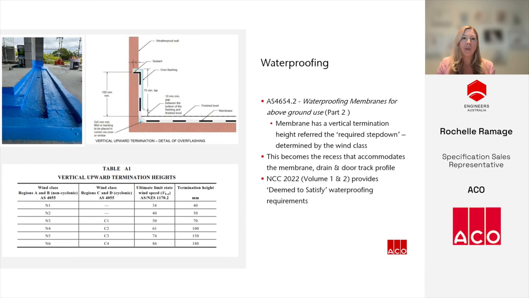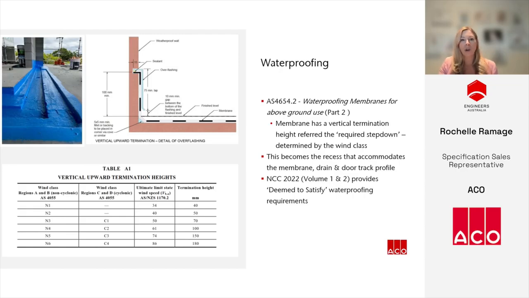Waterproofing is one of the most critical parts of threshold design. AS 4654.2 sets the vertical upward termination height of the membrane, often called the required step down. This height isn't arbitrary, it's based on the wind class for the site. So the step down becomes the recess that must accommodate the membrane, the drain, and the door track. If the recess isn't deep enough, the detail simply won't work. NCC 2022 provides clear, deemed to satisfy requirements for waterproofing, so confirming the wind class early is essential.